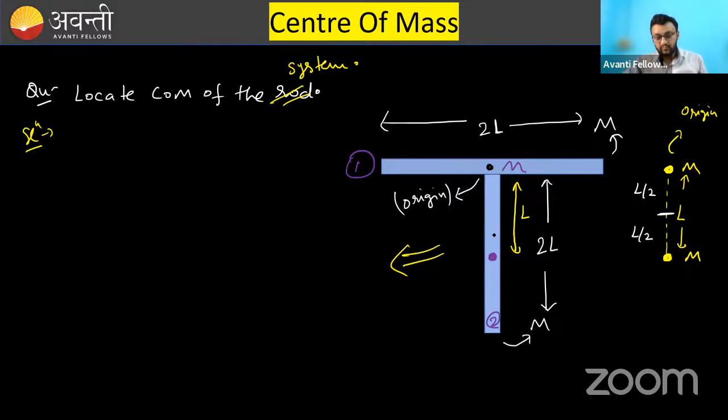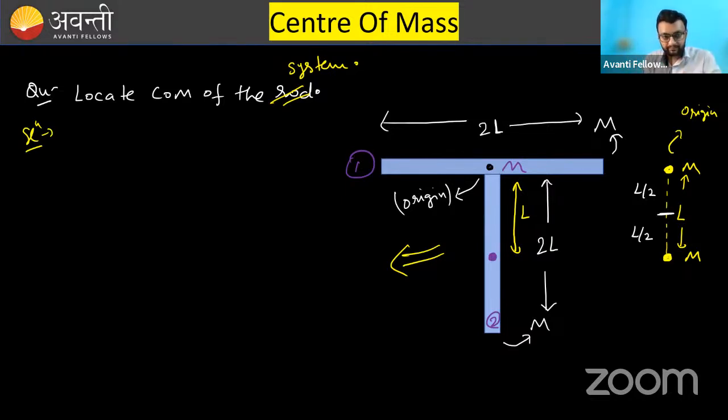What I have done, now what is the concept behind it? If you have a large size body, a continuous body attached with another body, you can locate the center of mass of each part of the system, consider it a point mass, and then locate the center of mass of the system as a point mass system.